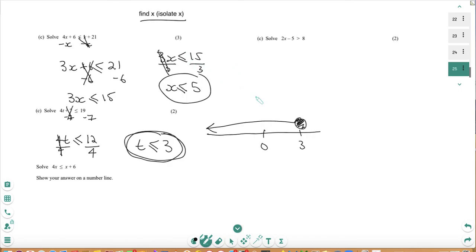And if they ask you to draw on a number line, you can do it pretty easily. 0, label 5, draw a circle. Since there's an equals to sign, you can fill it in. And x is less than or equal to 5, so it has to be this way. And that's how you do these questions, all right? And that was the first few basics. We're going to get a little bit harder now, okay?